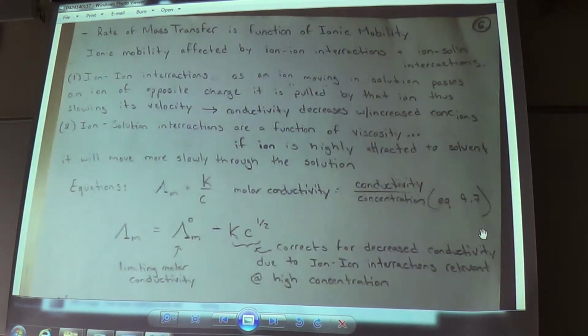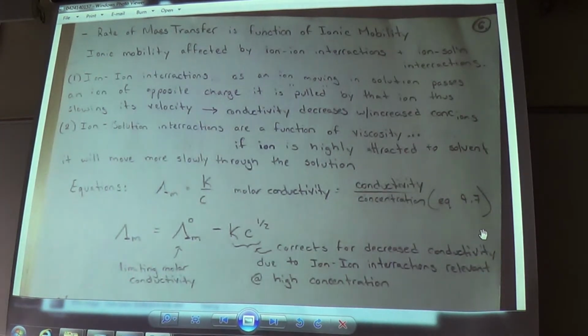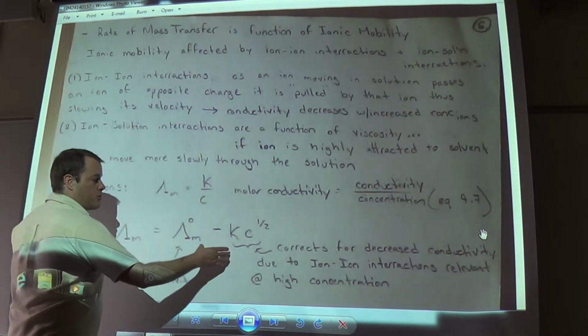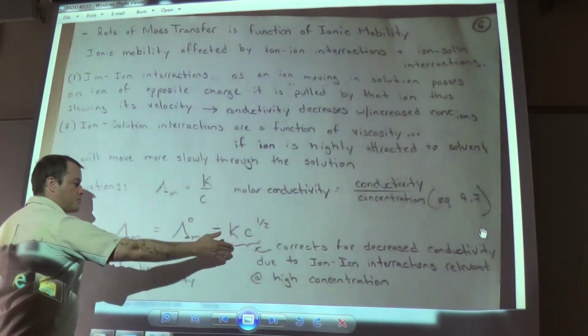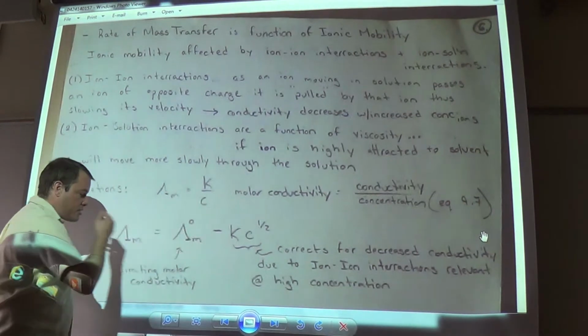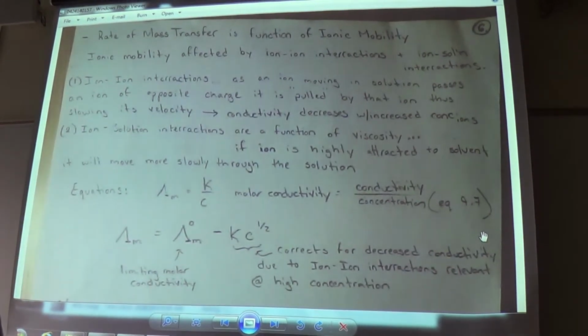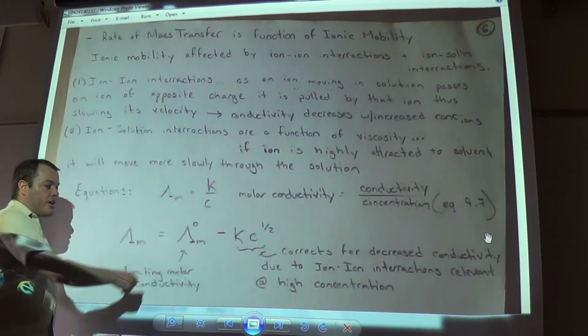The larger the concentration, the more ions there are adjacent to you when you're trying to pass through the solution, the slower you move. And so your conductivity decreases as concentration increases. So this term essentially adjusts for those effects. You've got your limiting term.